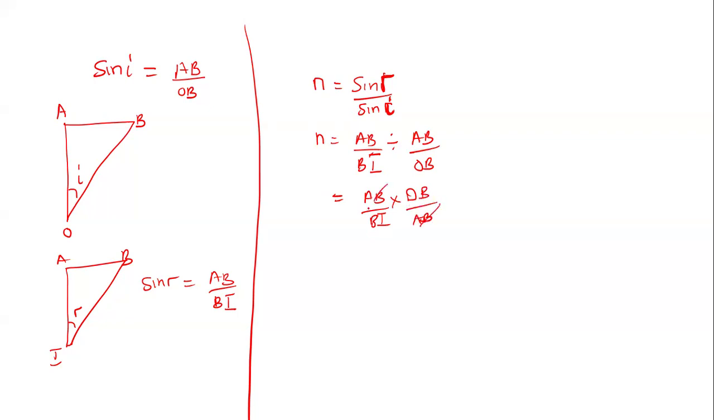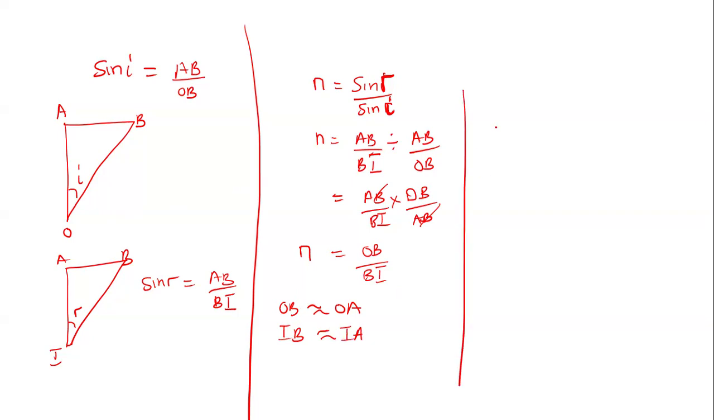You can notice that this and this will cancel. So you remain with OB out of BI, and this is equal to the refractive index N. Now we are going to do some analysis. We say that O to B is approximately equal to O to A, and B to I is approximately equal to I to A. So the refractive index is equal to O to A out of I to A.